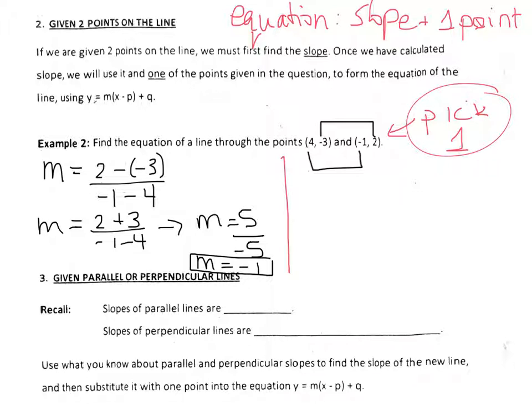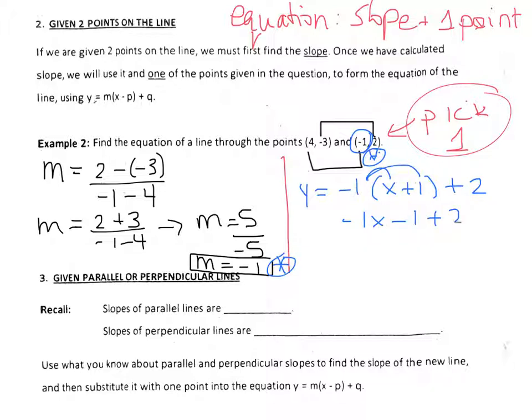We're going to use that point, and we're also going to use our slope that we figured out in our equation. So I'm going to pick the point -1, 2. So y equals m bracket x minus p. Now the p here is negative, so I'm going to write +1 in the brackets, +2. I'm going to distribute my slope into the bracket, so -1x minus 1 plus 2. And that means my final equation is y equals -x plus 1.